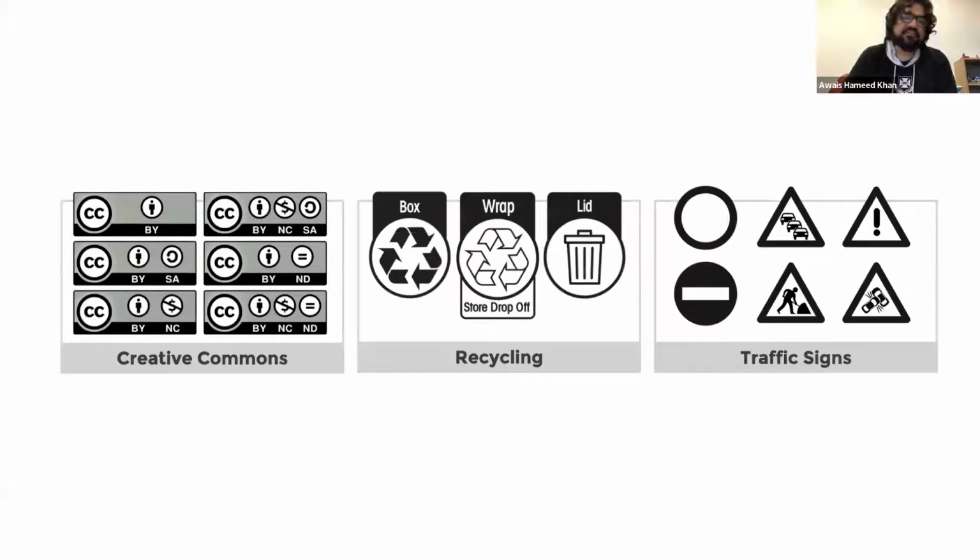Popular semiotic conventions used today include the likes of Creative Commons symbols for intellectual property rights and usage, packaging symbols for how to dispose materials, as well as traffic symbols to moderate behavior on the road. All these examples use simple indicators that communicate detailed information about different aspects of a system.